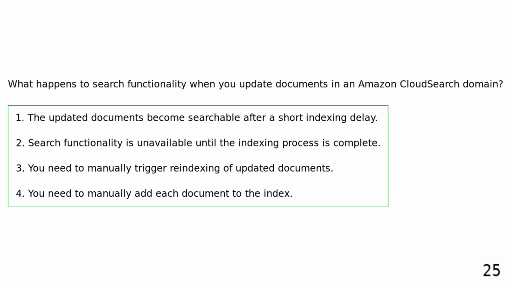What happens to search functionality when you update documents in an Amazon CloudSearch domain? The updated documents become searchable after a short indexing delay. Search functionality is unavailable until the indexing process is complete. You need to manually trigger reindexing of updated documents. You need to manually add each document to the index.